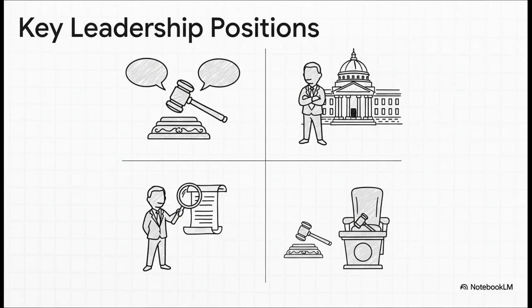You've got the speaker, who acts as the impartial referee. Then you've got the prime minister, who's like the captain of the government's team. Of course, you need a captain for the other team, too. That's the leader of the opposition. And finally, the deputy speaker, who's always ready to step in as the backup ref.